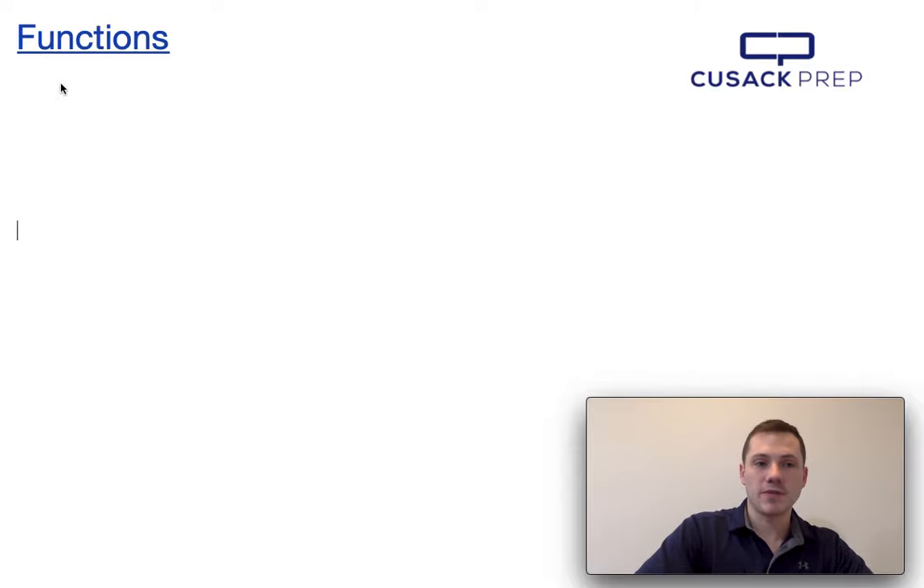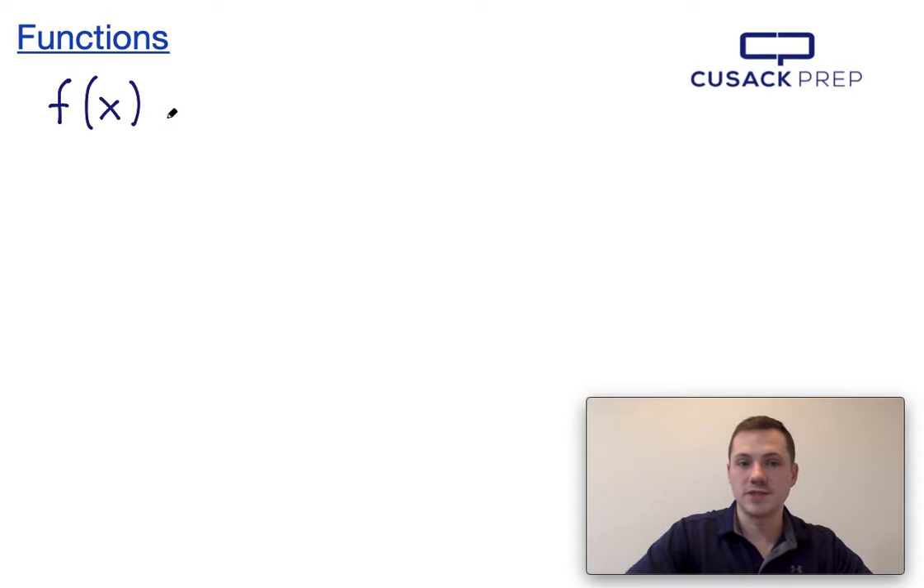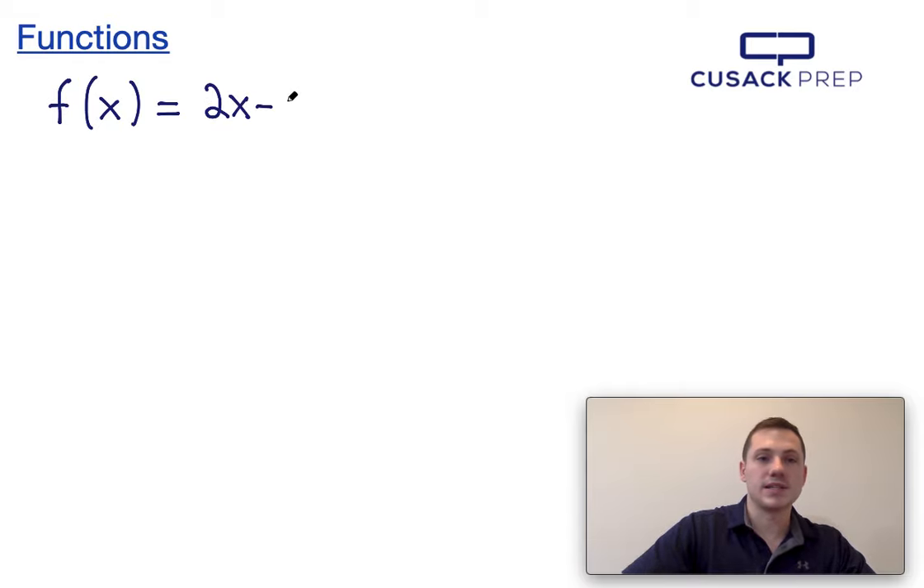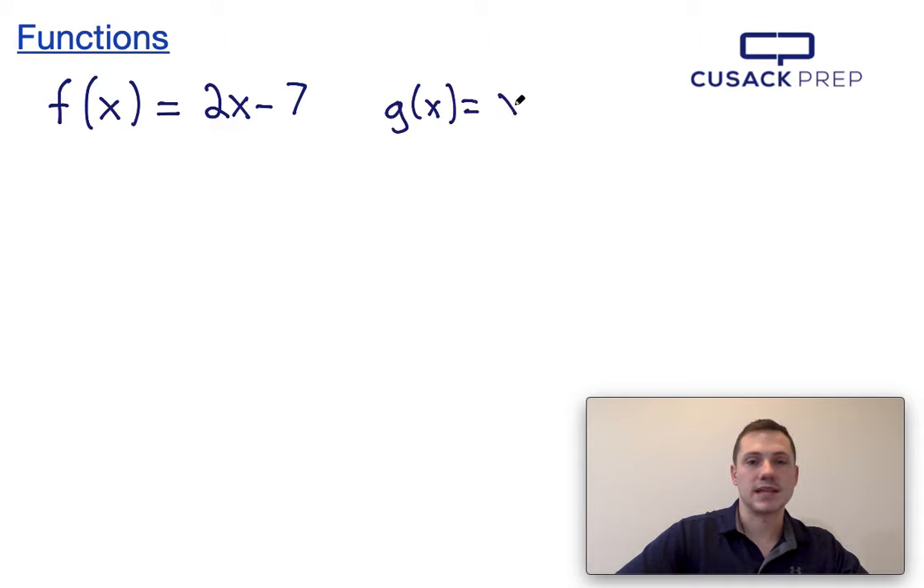Well, it's probably something you're familiar with and you've probably seen it before. A function usually is written as f of x, although sometimes it's written as g of x, and it's a mathematical operator that basically tells you a series of operations to perform on a certain variable. So one example of a function might be f of x equals 2x minus 7. Another example of a function could be g of x equals x squared minus 2x plus 3.